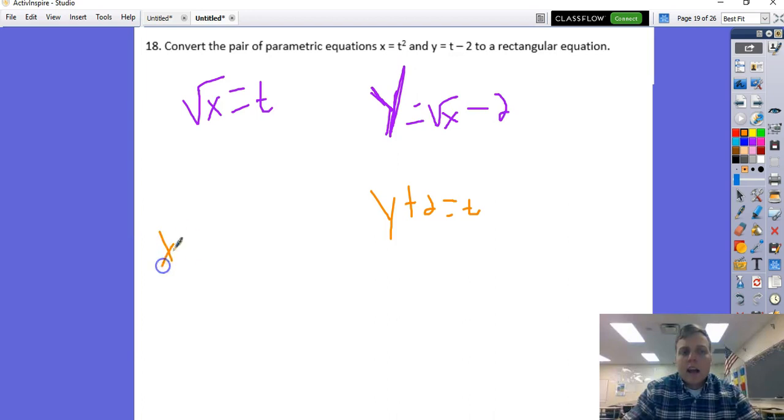So I could say x is equal to y plus 2 squared. Now I actually can square it out. That's going to be important to do. So that becomes y plus 2 times y plus 2.